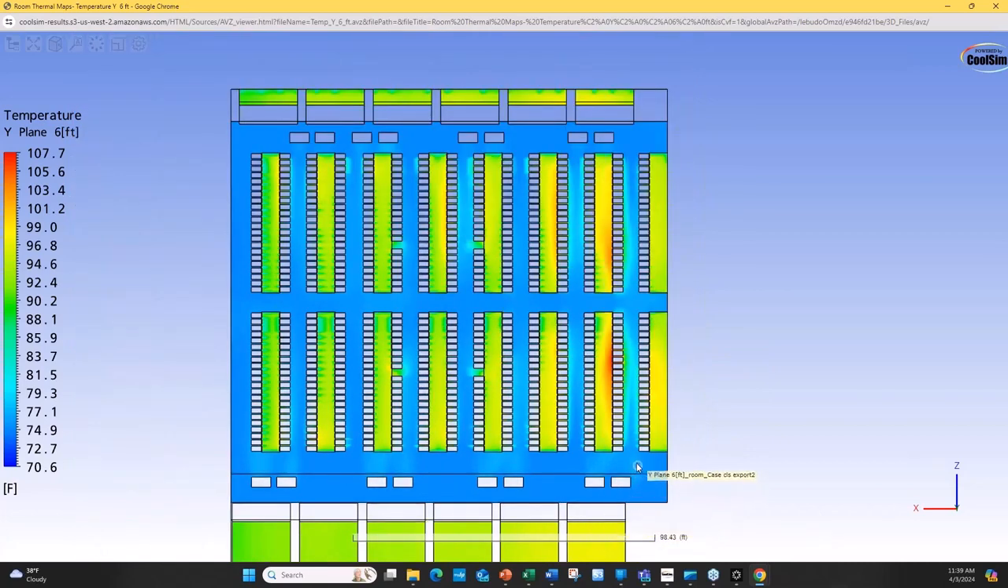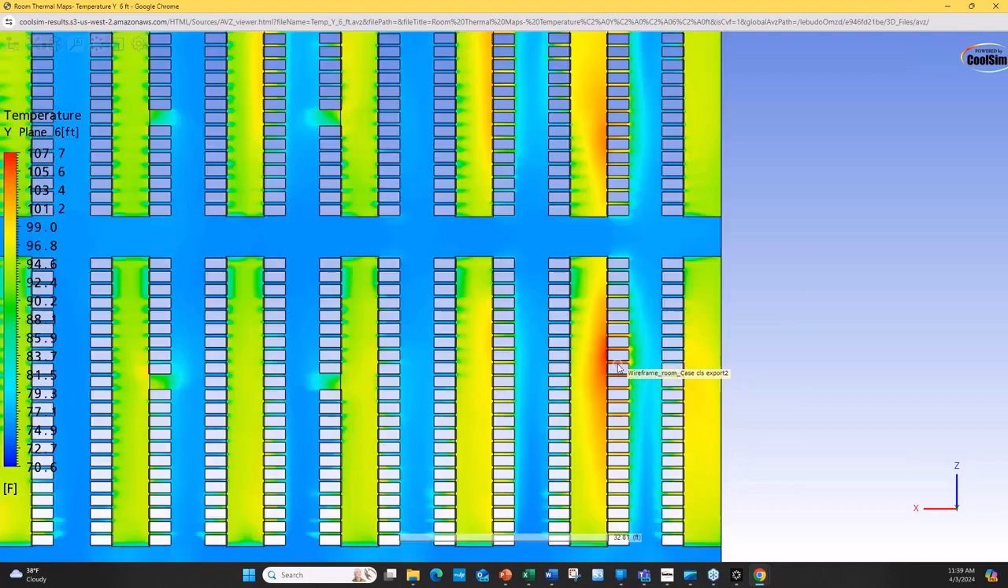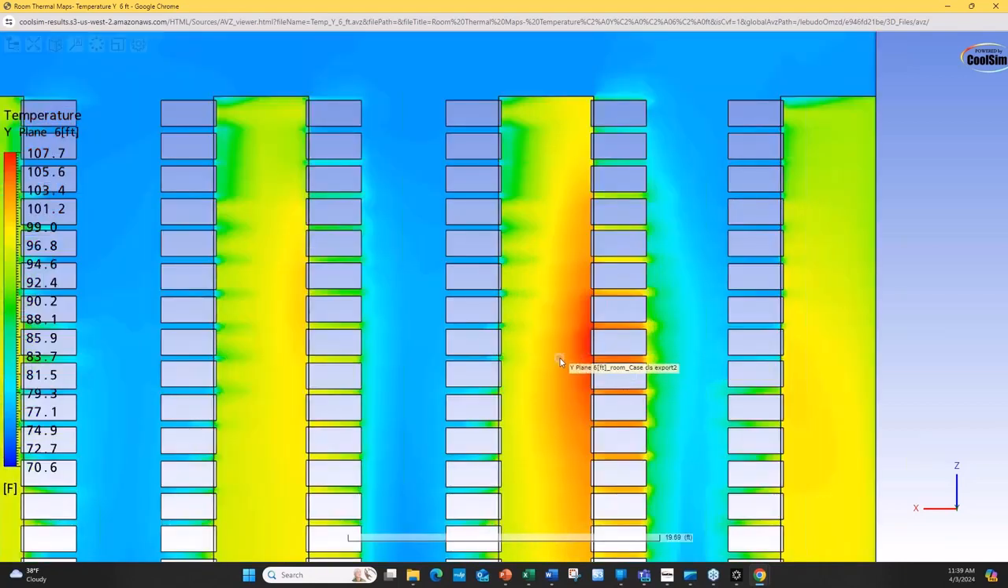The air is going to come down, and by the time it gets here, it's leaked out into the hot aisle already. There's no air left for this region. You get a pressure differential over here where the pressure in the hot aisle is higher than it is in the cold aisle, and it comes squirting right through.